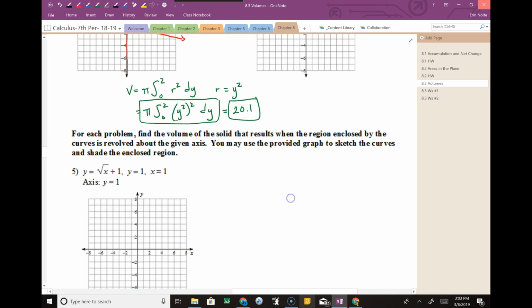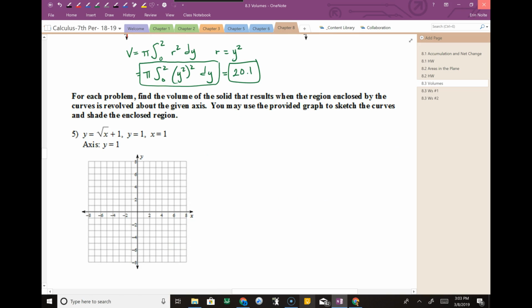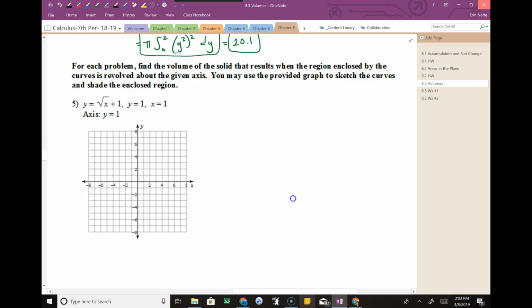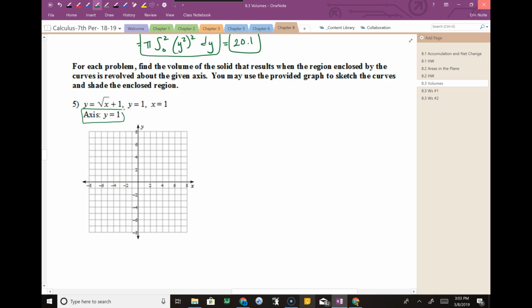Okay. All right. So let me explain now what a washer will look like. I think that this is going to be a washer around the y-axis. This time they're telling us that we're going to revolve around y equals 1. So this will be a little different. First I'm going to graph the square root of x plus 1. Plus 1 moves up 1, and the square root is just the sideways parabola. So it looks like that.